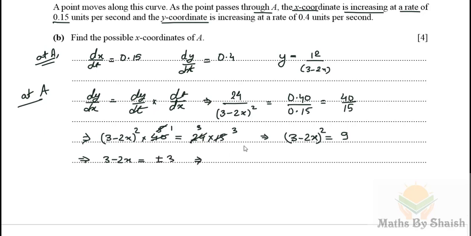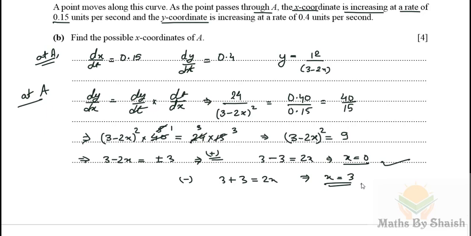So with positive sign we'll get 3 minus 3 is equal to 2x. That means x is equal to 0, and with negative sign, it is minus, so it will go there and become plus. 3 plus 3 is equal to 2x, which will be 6 is equal to 2x, means x is equal to 3. So the possible x coordinates of A are 0 or 3.